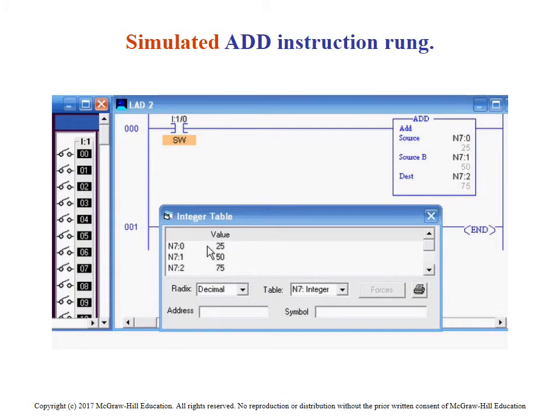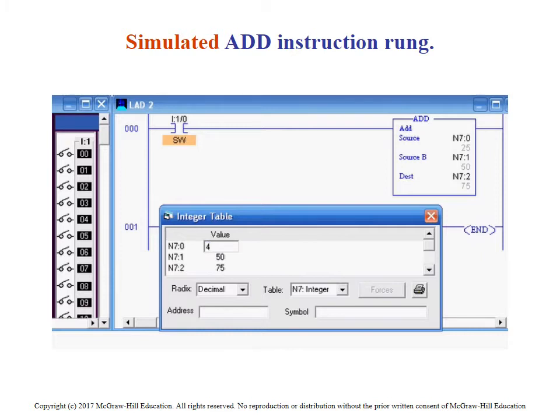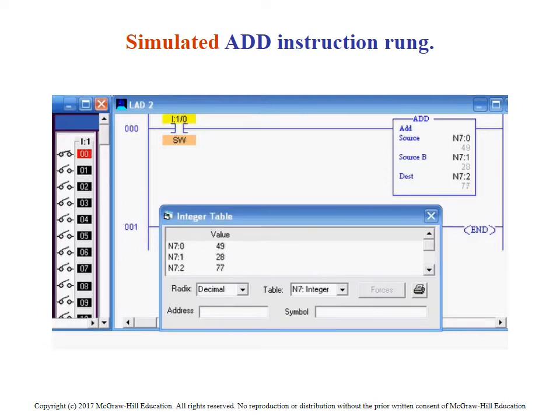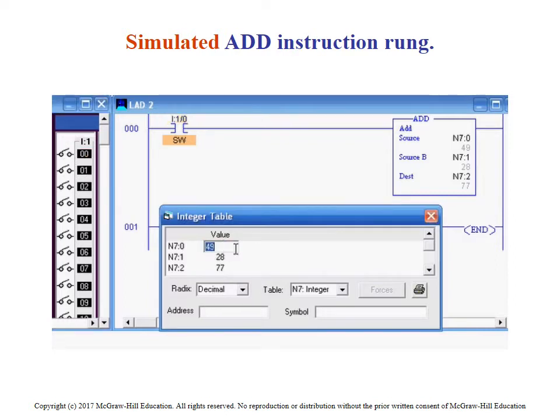And here's an illustration of that very thing in what they call the 500 realm. So 50 plus 25 is 75, so we're going to change this to 49 and 28. When we close this contact, we end up with 77. Pretty easy peasy there.